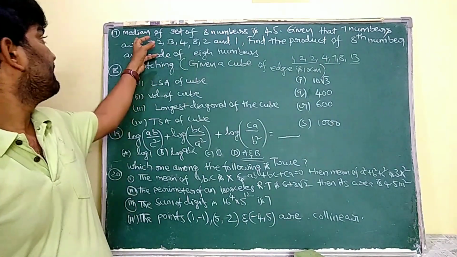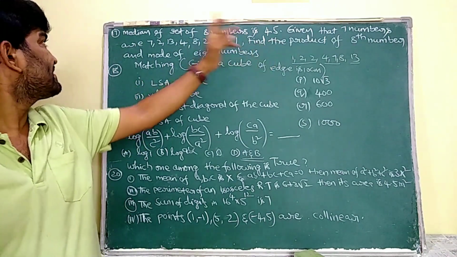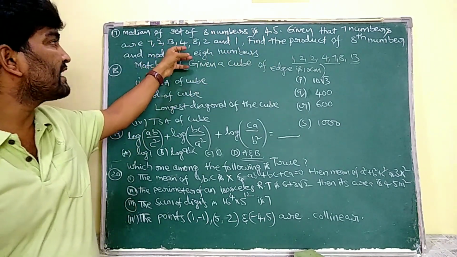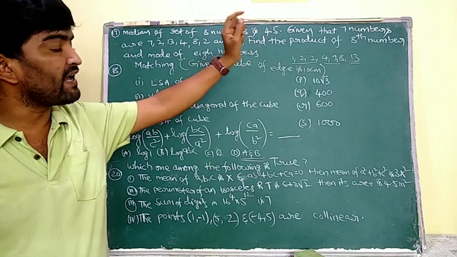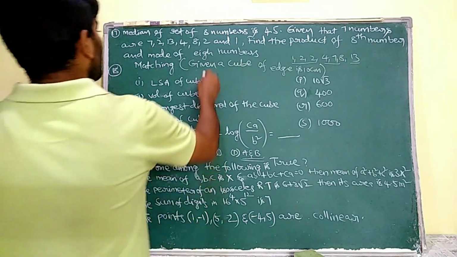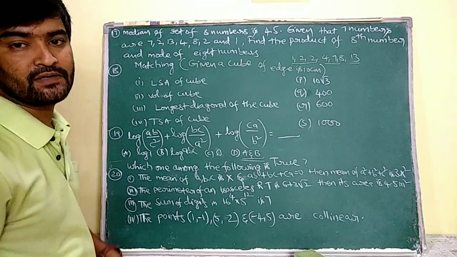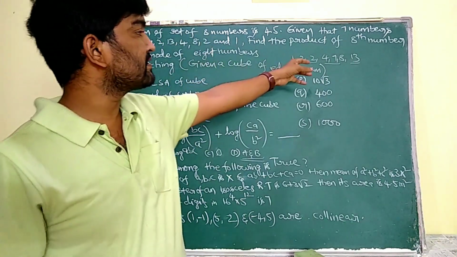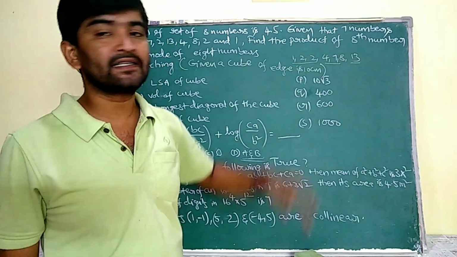See ma, the median of a set of 8 numbers is 4.5, given that 7 of the numbers are 7, 2, 13, 4, 8, 2 and 1. Then find the product of the 8th number and the mode of the 8 numbers. Now see, firstly arrange the given 7 numbers in ascending order: 1, 2, 2, 4, 7, 8, 13.